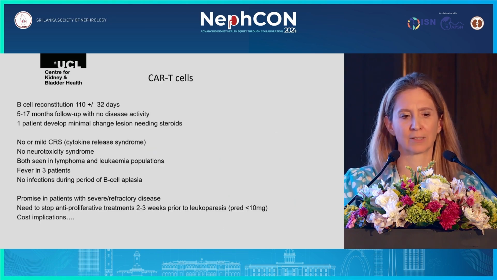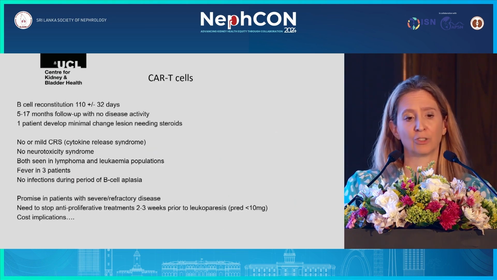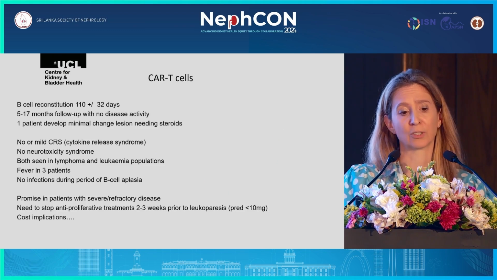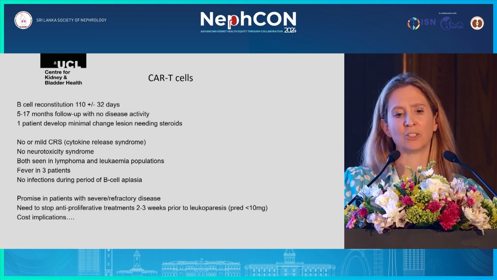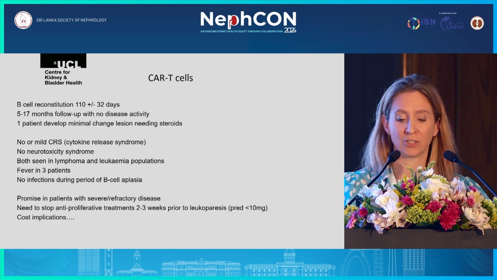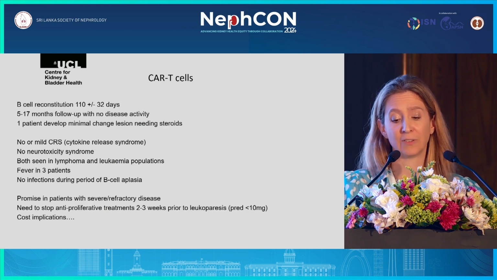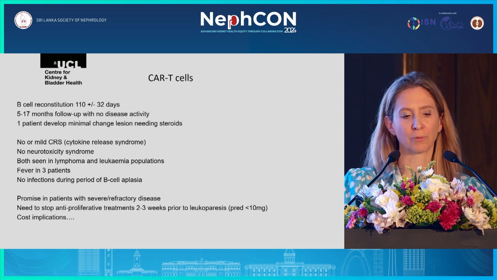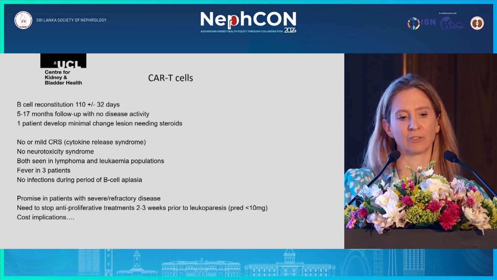in these patients. B cells came back after about 110 days, and so far with long-term follow-up, just 1 patient needed steroids for a minimal change-like lesion. No patients had significant cytokine release syndrome, and there were no neurotoxicity features, which is always a concern with CAR-T treatment. So this does show promise in patients with severe refractory disease.